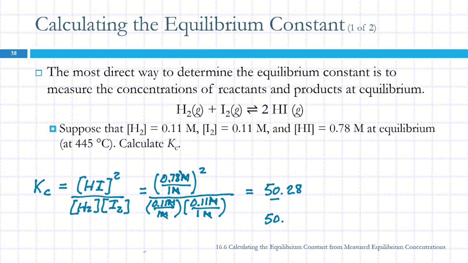You need to be careful with your calculator here because this is a mistake I see a lot. Students will do 0.78 divided by 0.11 times 0.11. Does that give you 50? It does not. It gives you 0.78, because your calculator understands that to mean 0.78 divided by 0.11, times 0.11. Not the same.